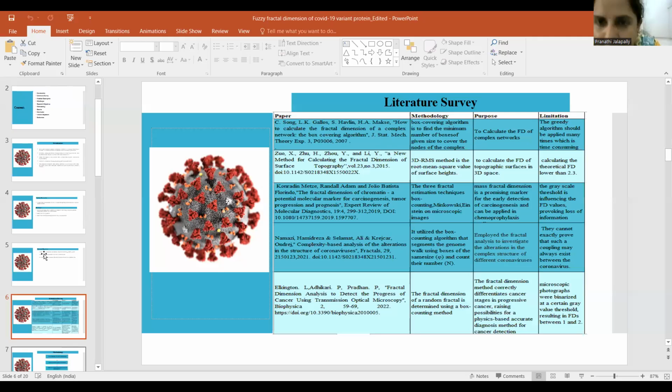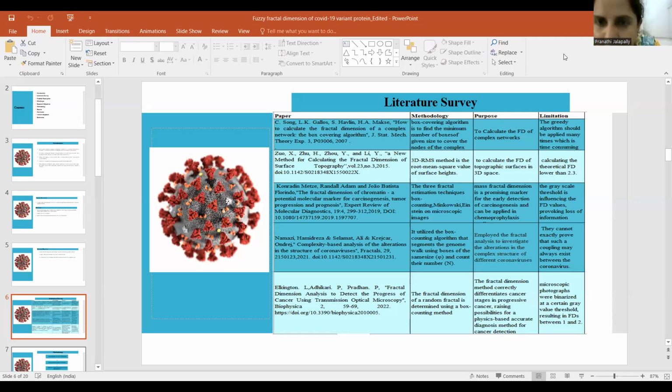Then coming to the next paper, the paper was a new method for calculating the fractal dimension of surface topology. It was published in the year 2015. The methodology used was the RMS method, the root mean square value of surface heights. The purpose is to calculate the fractal dimension of topological surface in 3 ways. The limitation of the method was that the calculated theoretical fractal dimension is lower than 2.3.